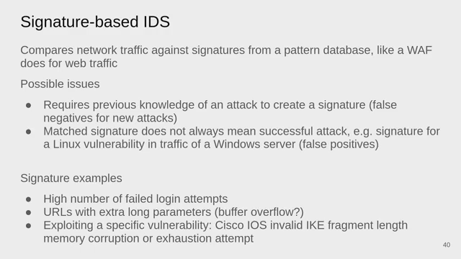Which also hints at one of the disadvantages of IDS. It doesn't have context, whereas for a web application firewall you could have context about the system itself. Right. So an IDS may also just alert on signature matches for a Linux vulnerability in traffic of a Windows server, right? So this also results in a false positive. Signature examples are a high number of false login attempts, URLs with lots of parameters, or exploiting a specific vulnerability where you hard code the actual vulnerability type.